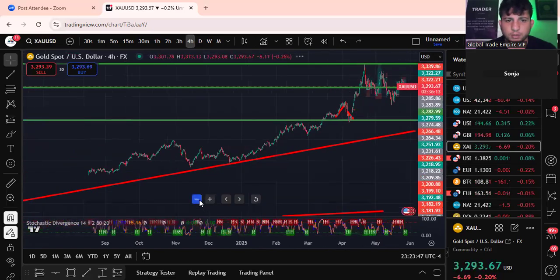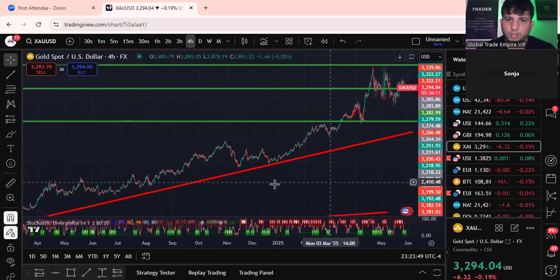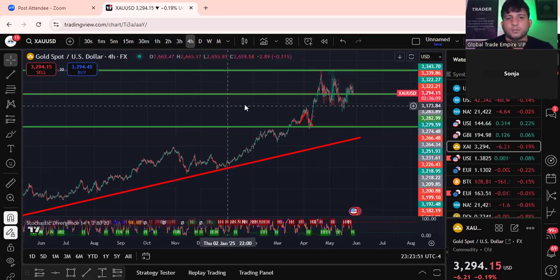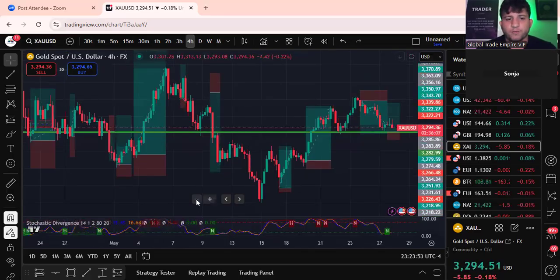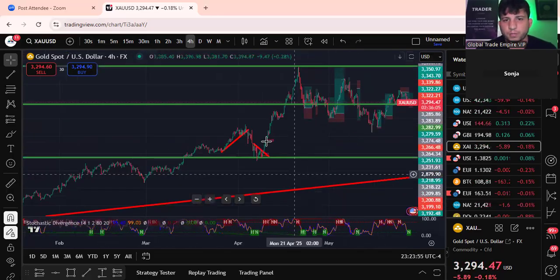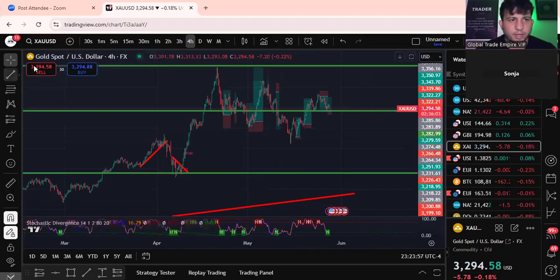It's been on a straight run because everybody's trying to get out of the stock market and put it in gold. They think gold is safer. So on the 4 hour on gold, right? I saw this trend line and it's been pushing the market down.